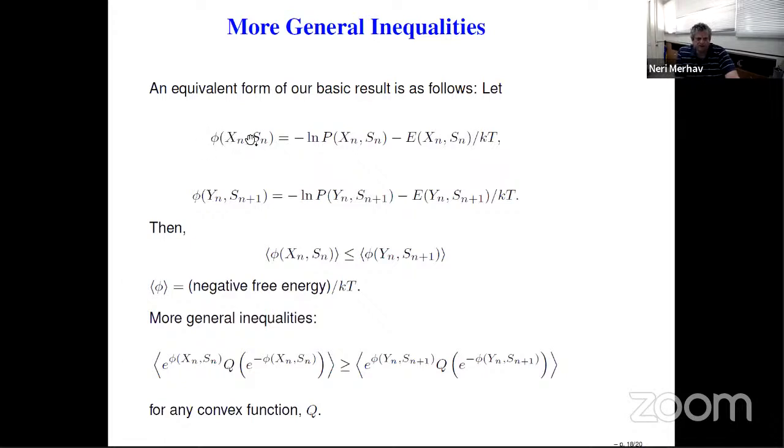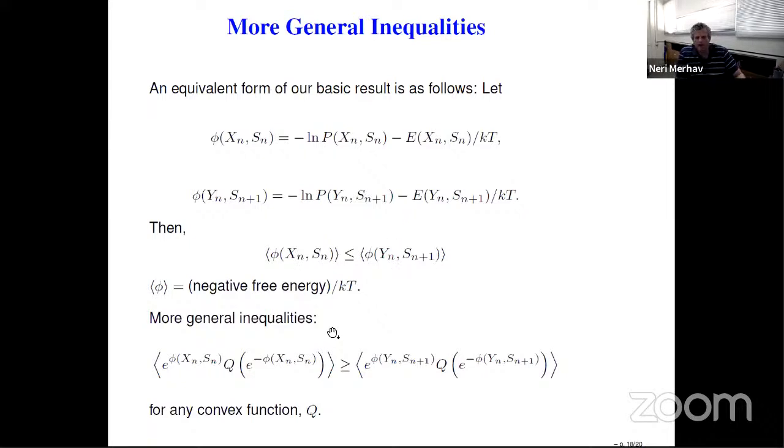I am looking at the quantity which can be thought of as the negative free energy in units of kT. This is the negative free energy at the beginning of the cycle. This is at the end of the cycle. So the negative free energy is increasing, which means that the free energy is decreasing. This is one way to present the earlier result that I talked about.